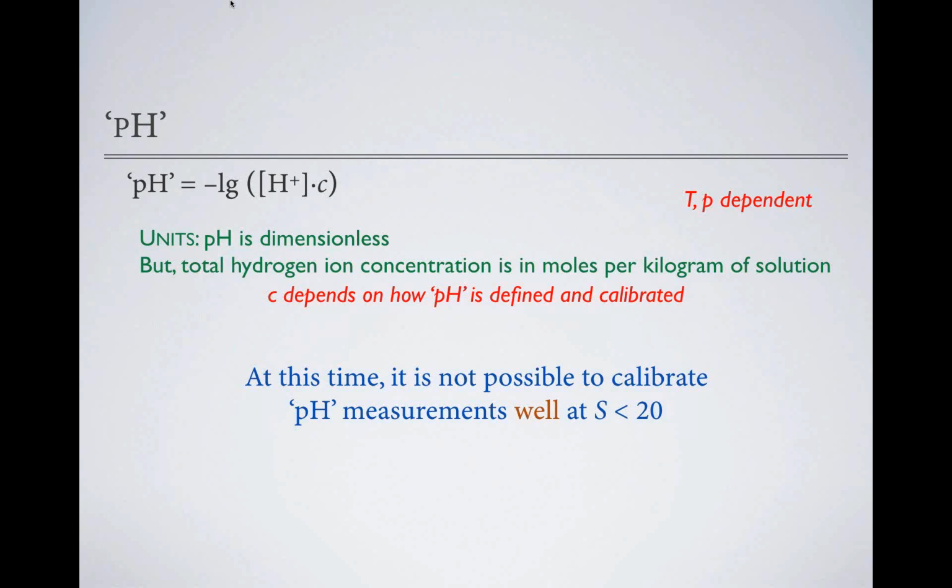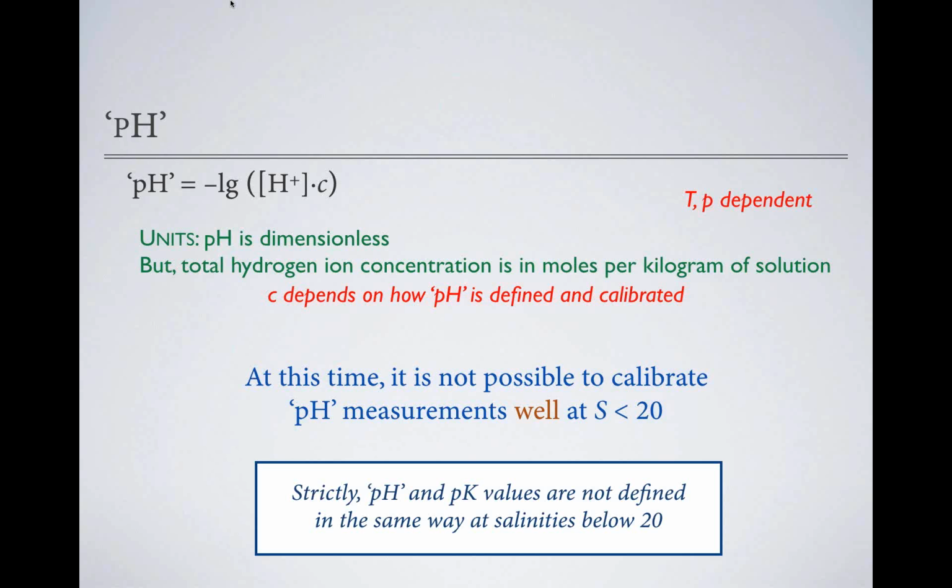There has been insufficient work. Now, strictly, what I mean by that is that the way we define the pK values that I've talked about and the way pH gets measured at salinities below 20 are not really defined in the same way. And so that divergence between the pH and the pK ends up as an uncertainty, which you can either call an uncertainty in the pK or an uncertainty in the pH. It really doesn't matter. People are now trying to improve on this situation, but it hasn't happened yet.